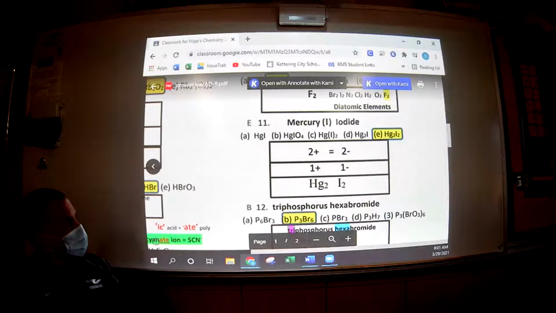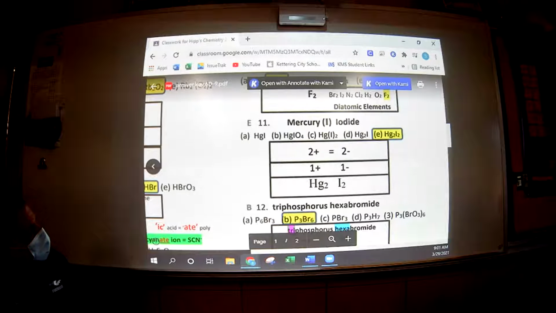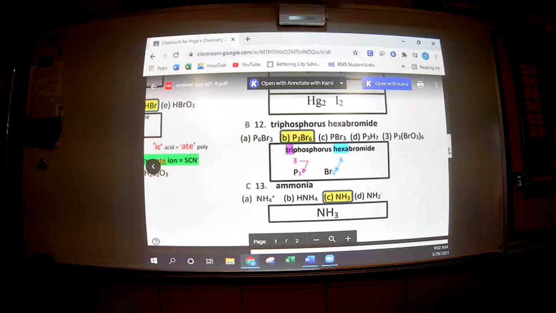What about 12? Why does my mouse thing keep disappearing on this thing? Where is it? Where have you gone? Let's try it over here. Where are you? What is going on with this thing? Am I the only teacher that has trouble with this? Where are you? Number 12?